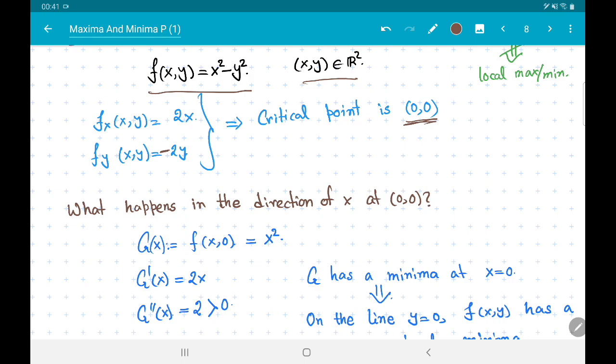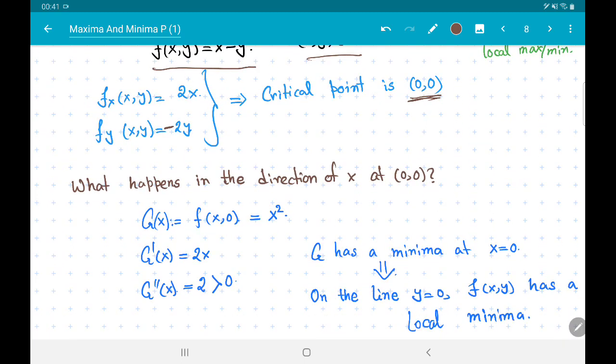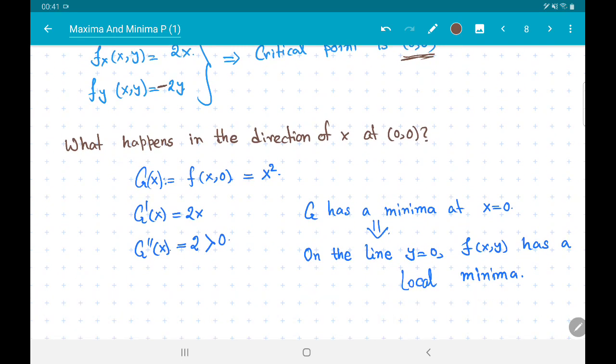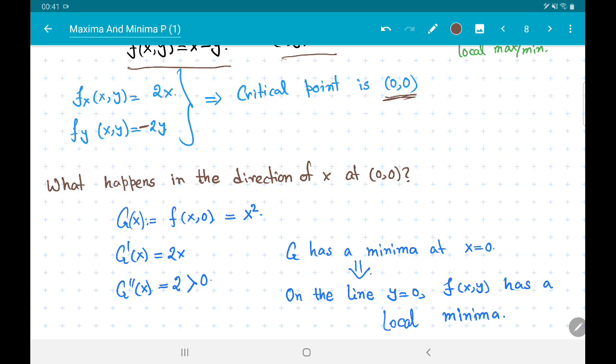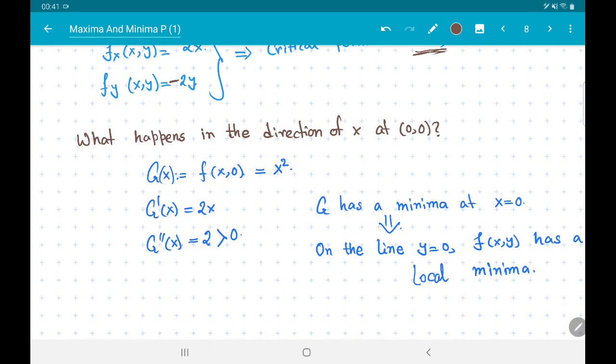Now let us see what happens if we look at the x direction at the point (0, 0). Here we are just trying to mimic the logic that we have used in the proof of the relevant proposition. Suppose that g(x) is equal to f(x, 0), which is of course given by x square. What is g prime x? g prime x is 2x. So at the point x equal to 0, we see that g prime of 0 is equal to 0.